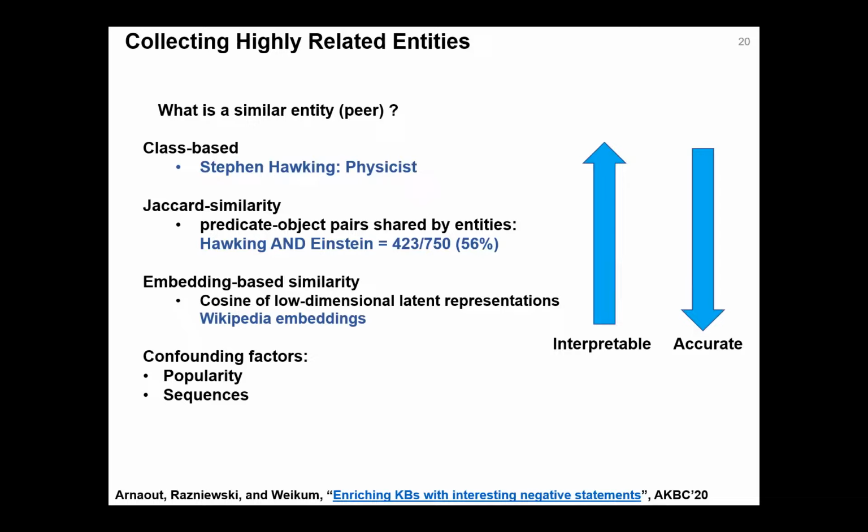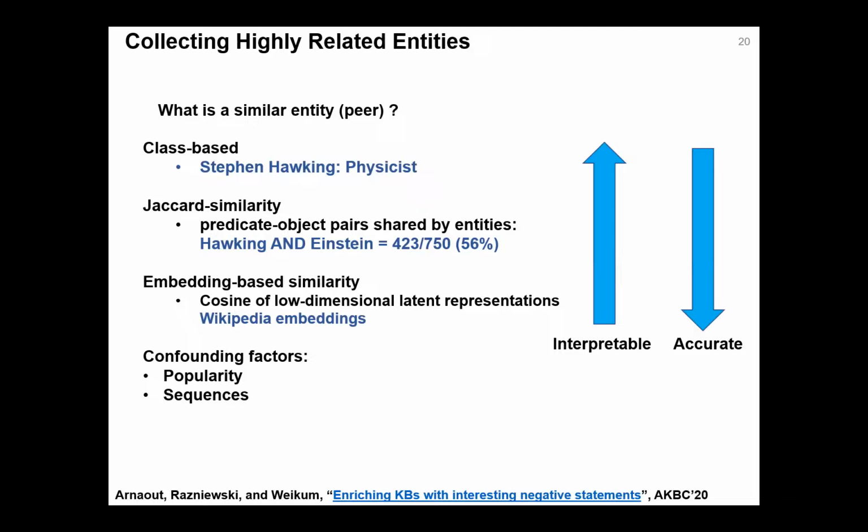But are less accurate, because you could have, for example, another physicist that doesn't share anything with Hawking except the profession. So he's from a different country, different time era, different field area, etc. And the bottom functions are less interpretable because they are more numerical. So if it's not obvious why these two entities are peers, you can't really know why, except for the cosine distance that you have.